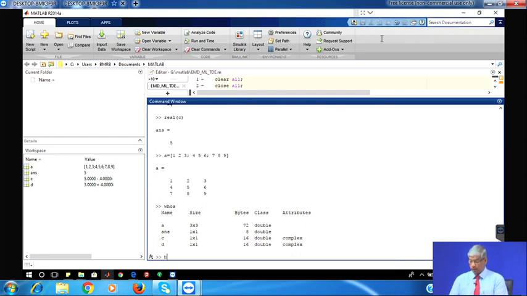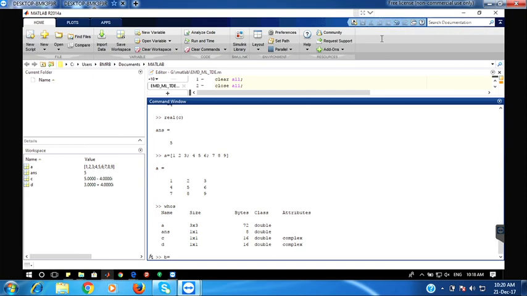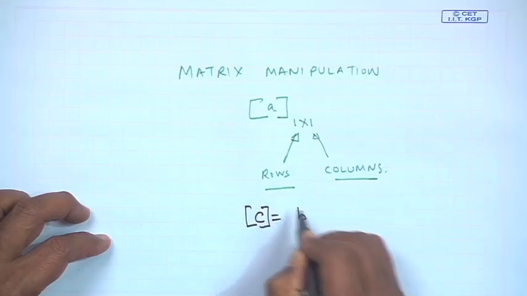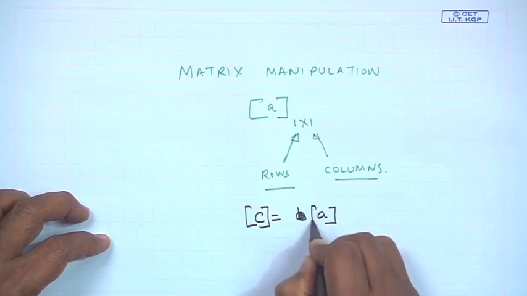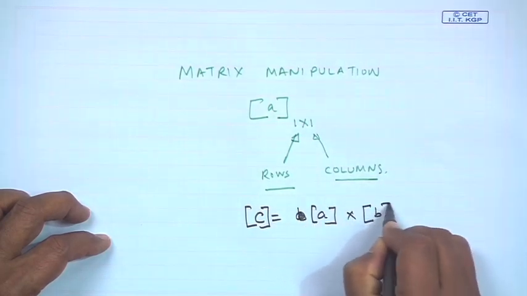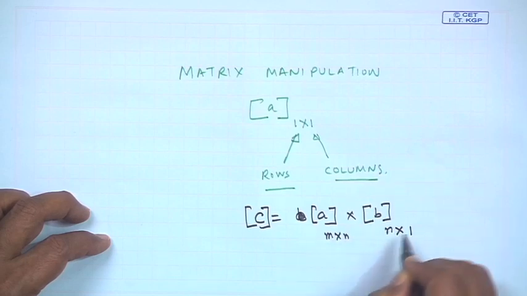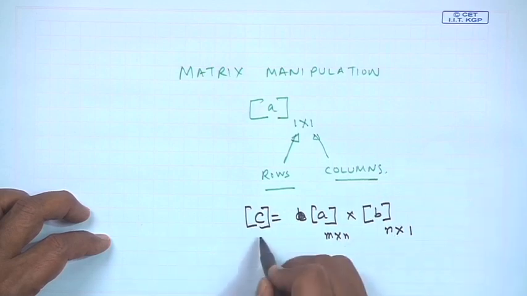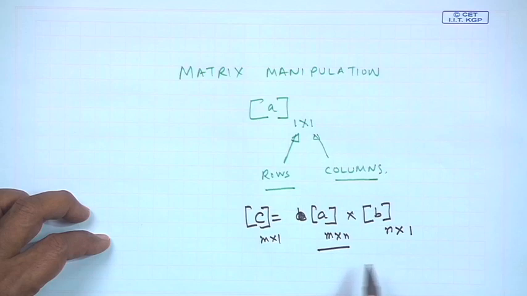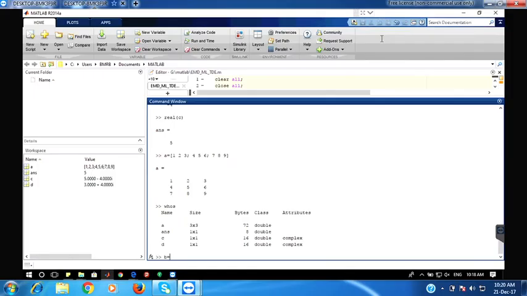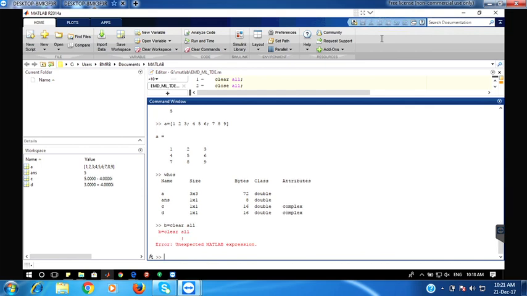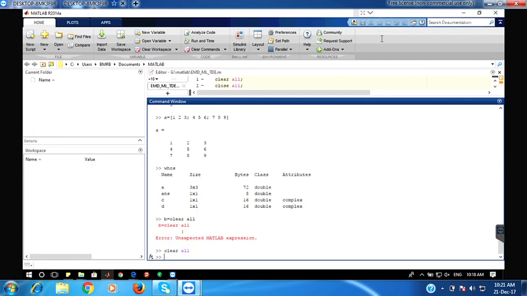So if I want to multiply two matrices, C is equal to matrix A times matrix B. So this is M times N, and this is maybe N times 1, so C will be M times 1. We have already defined these, so let me clear it again. Sorry, clear all. It's fresh.